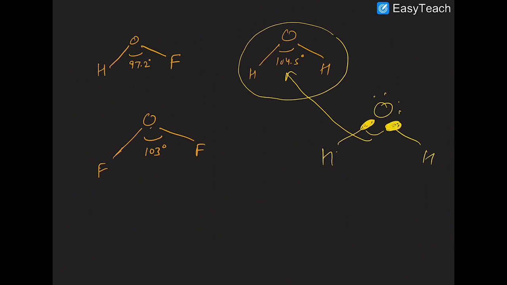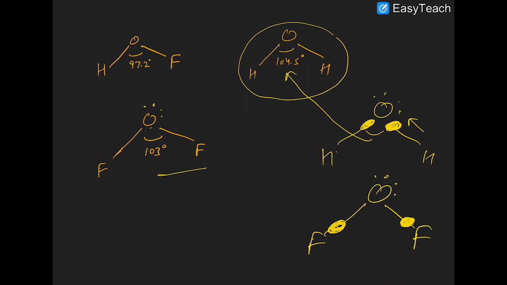But in case of OF2, what happens? The electron density is closer to the fluorine atom. Closer to what? The fluorine atom. Why? Because fluorine is more electronegative. So in case of OF2, the bond angle is 103 degrees. I am repeating once more. In case of water, the bond pair is closer to the oxygen atom due to the higher electronegativity of oxygen. But in case of OF2, the bond pair is closer to fluorine, because fluorine is more electronegative. So in OF2, the bond angle is 103.